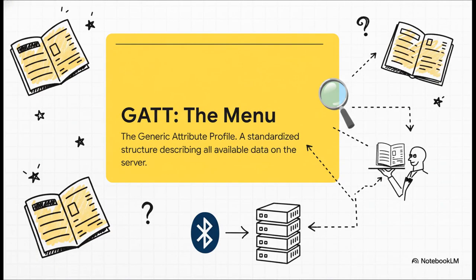So how does the customer know what's available? How do they know what to order? Simple. They look at the menu. In the world of Bluetooth, that menu is called GATT, the Generic Attribute Profile.